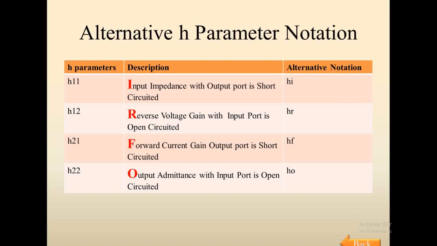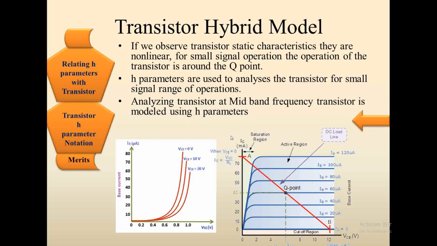Now come to the transistor hybrid model. If you observe the static characteristics of the transistor, such as both the input and output characteristics, they are observed as non-linear characteristics. For small signal operations, where the applied signal is near around the Q point, in order to analyze those systems, we are going to be using the H parameters. The H parameters are used to analyze the signal with low frequency as well as the mid frequency bands, and relating the H parameters with the transistors.